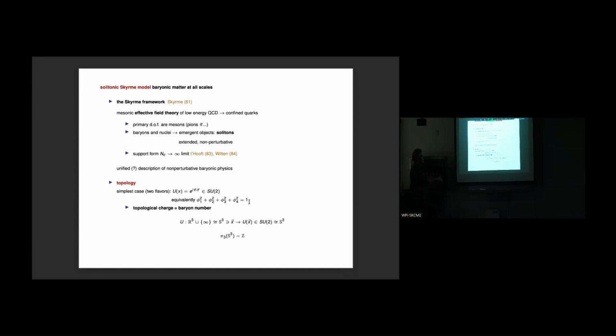And now you have maps from a 3-dimensional sphere into a 3-dimensional sphere, and all these maps are classified by the third homotopy group, with a topological charge. And we know precisely that this topological charge is the baryon charge, right? It has been rigorously proven that the topological charge of this field is really the baryon charge of QCD.